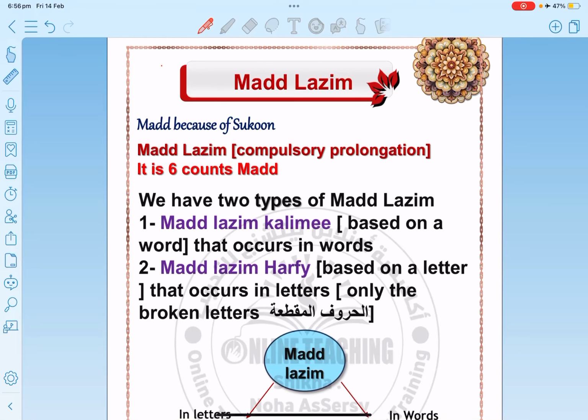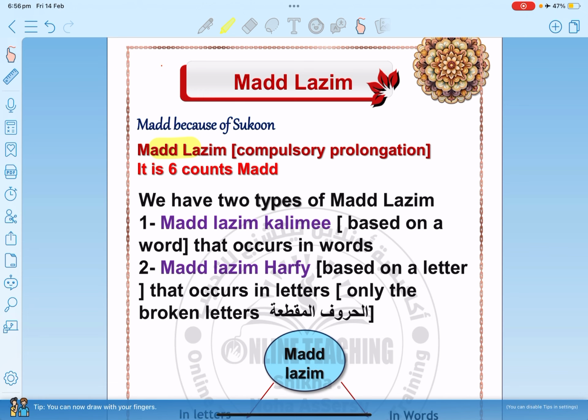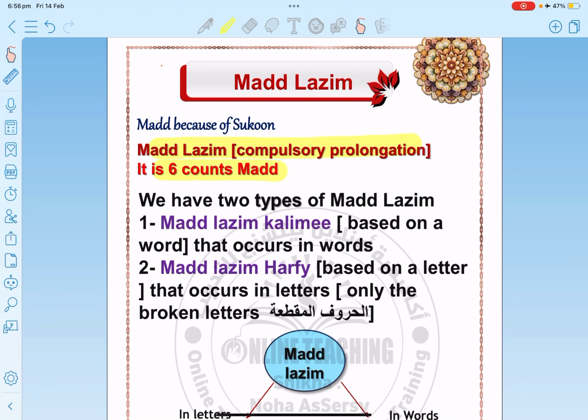Our lesson today is going to be about mad lazim, or compulsory mad. This mad is prolonged for 6 counts. So the first thing that we should know: what do we mean by mad lazim, or what do we mean by compulsory mad?